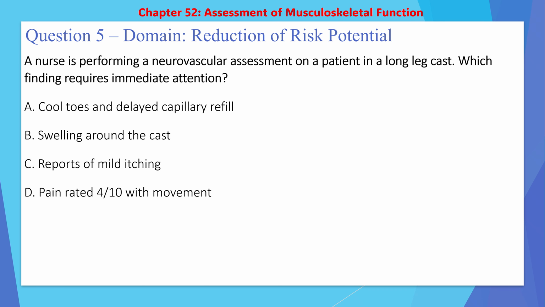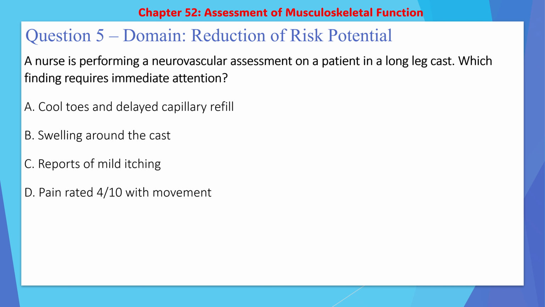Question 5, NCLEX domain: reduction of risk potential. A nurse is performing a neurovascular assessment on a patient in a long leg cast. Which finding requires immediate attention? A. Cool toes and delayed capillary refill. B. Swelling around the cast. C. Reports of mild itching. D. Pain rated 4 out of 10 with movement.